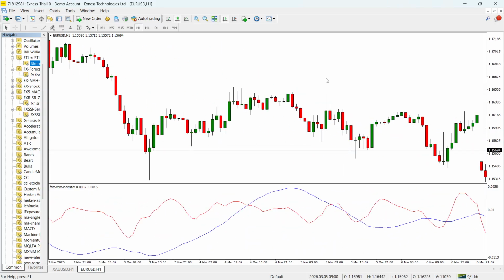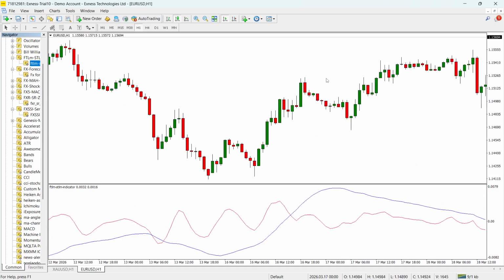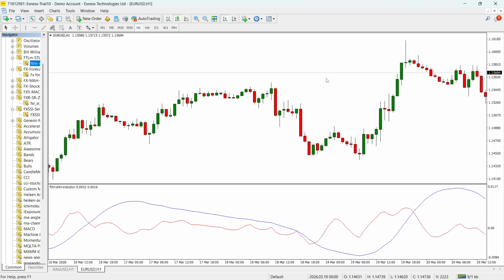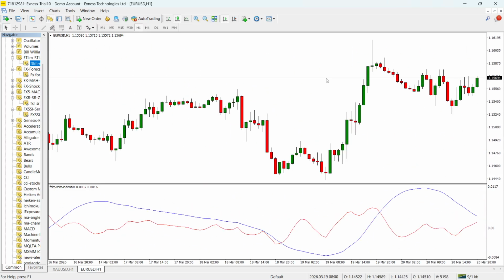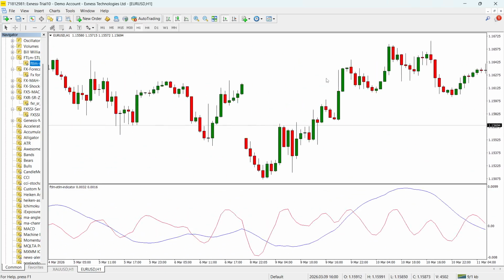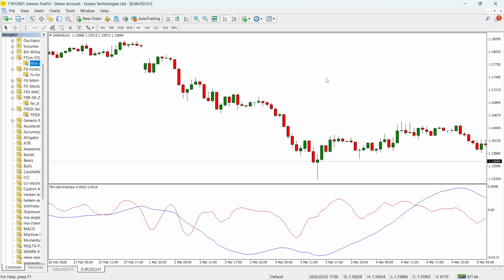FTLM can be more volatile because it uses shorter term data and may produce choppy signals on its own, while STLM responds more slowly and may miss early moves. Neither should be used in isolation without confirming analysis and risk management.